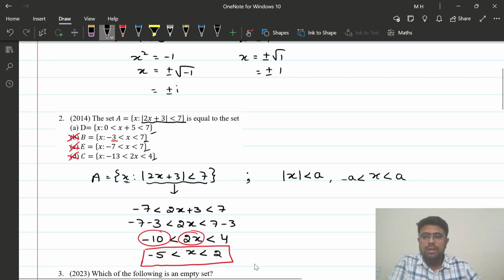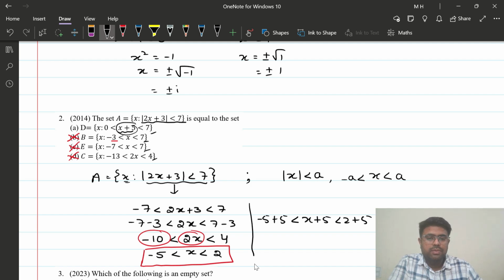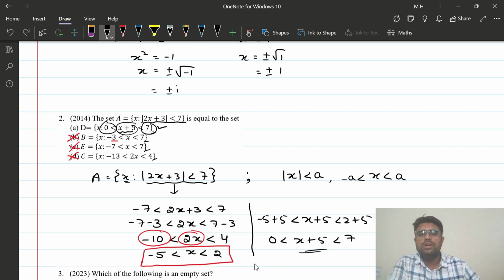Now we'll see if it is correct. What does option A say? It is x plus 5 has to be in the middle. So what I'll do is I'll add 5 on all the sides. So I'll get minus 5 plus 5 less than x plus 5, less than 2 plus 5. So minus 5 plus 5 is 0, less than x plus 5, less than 2 plus 5 is 7. So obviously it is going to be the correct answer, because x plus 5 is greater than 0 and less than 7. That is exactly what we have got. So it is going to be option A.